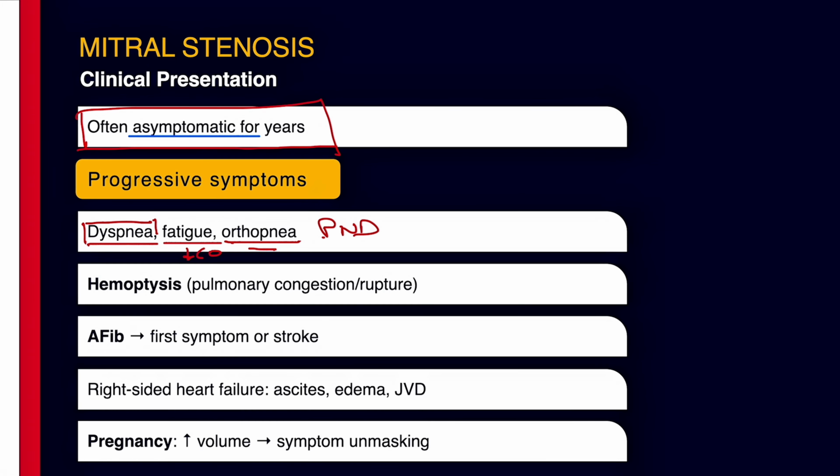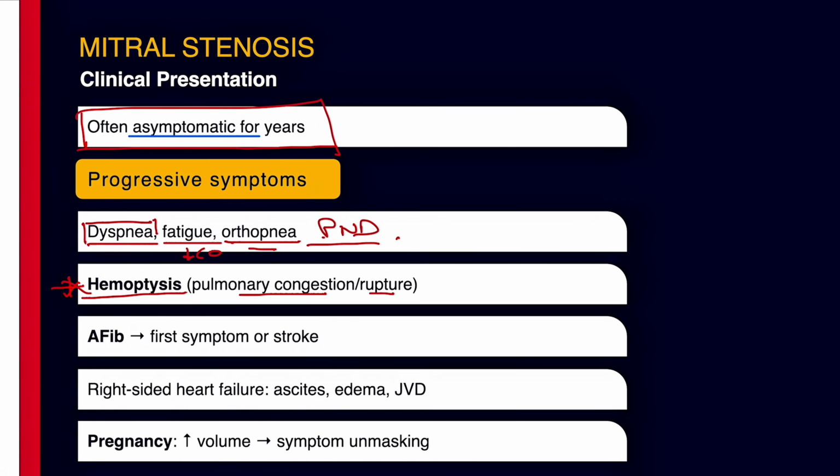And here's a classic but high-yield symptom, hemoptysis. Think about that, hemoptysis. Why? Because of the pulmonary venous hypertension. When the pressure gets high enough, it can cause capillary rupture and bleeding into the airways.